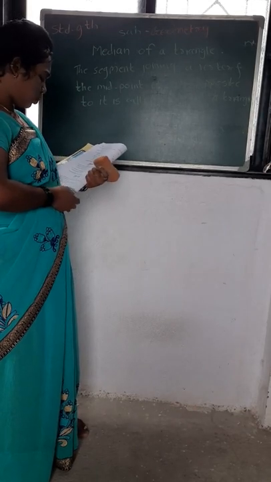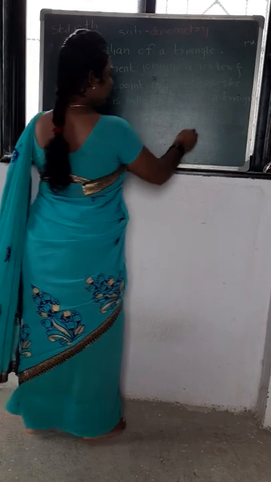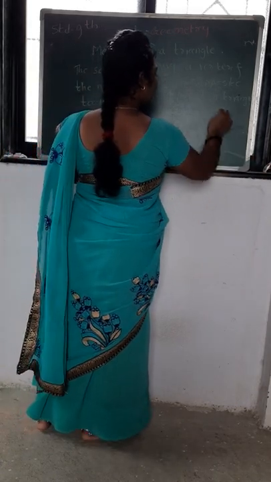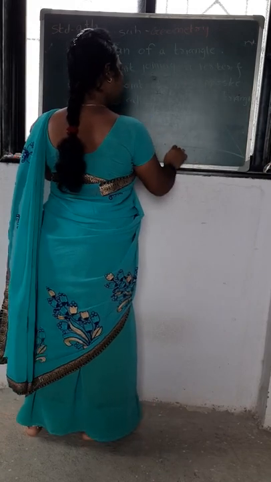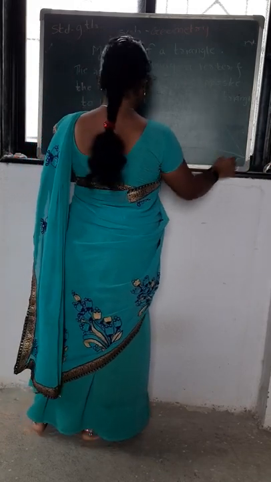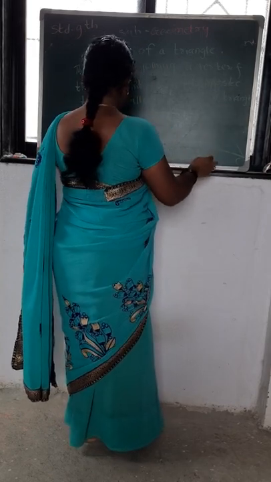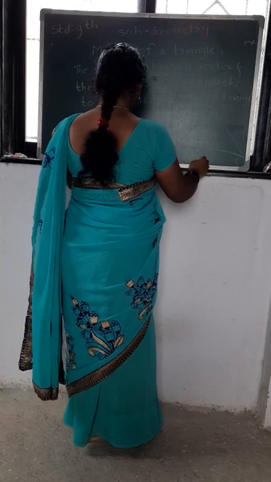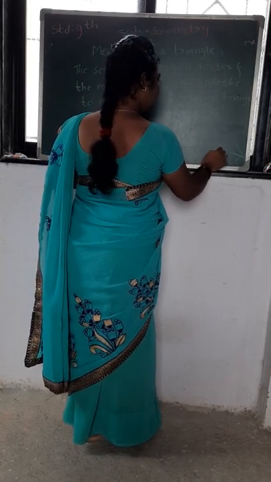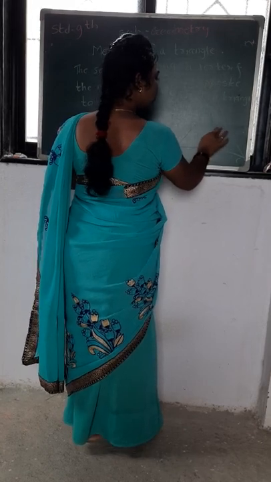For example, we have one triangle. ABC is a triangle. Then D is the midpoint of side BC. Point D is the midpoint of side BC.